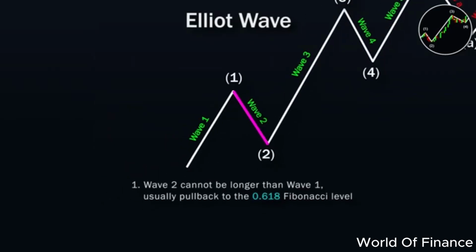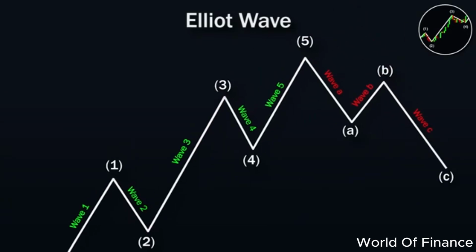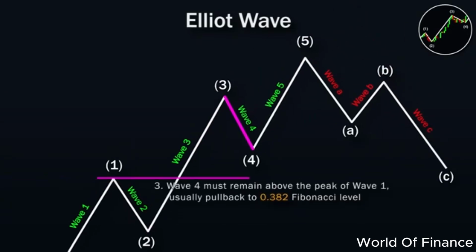First, wave 2 cannot be longer than wave 1. And usually pulls back to the 0.618 Fibonacci level. Second, wave 3 must be the longest wave amongst wave 1, 3, and 5. Third, wave 4 must remain above the peak of wave 1 and usually pulls back to the 0.382 Fibonacci level.